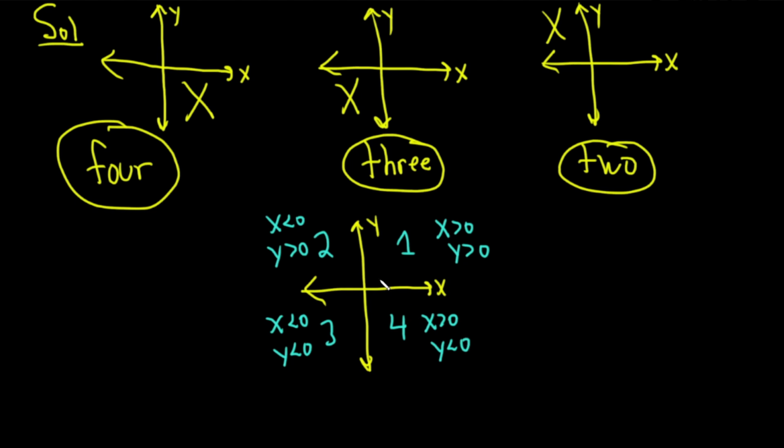And you don't really have to memorize, you just have to know that positive x's are over here on the right, negative x's are on the left. Positive y's are up top, negative y's are on the bottom. And so when you look at quadrant 1, you say, okay, there's positive x's and positive y's. Okay, boom, there it is.